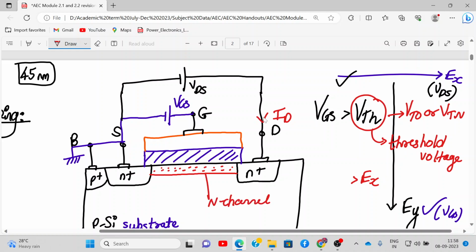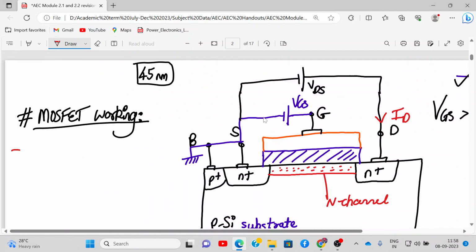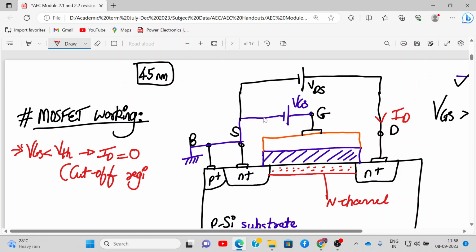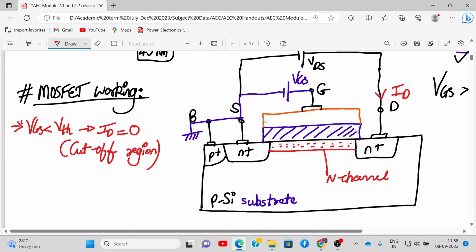So this will be formed only when VGS is greater than VTH. Write it down: for VGS less than VTH, your current ID will be 0, right? Your device will be off. This condition is called the cutoff region of MOSFET. Your current is 0, VGS is positive but very small, and it is less than VTH, so no channel will be formed.